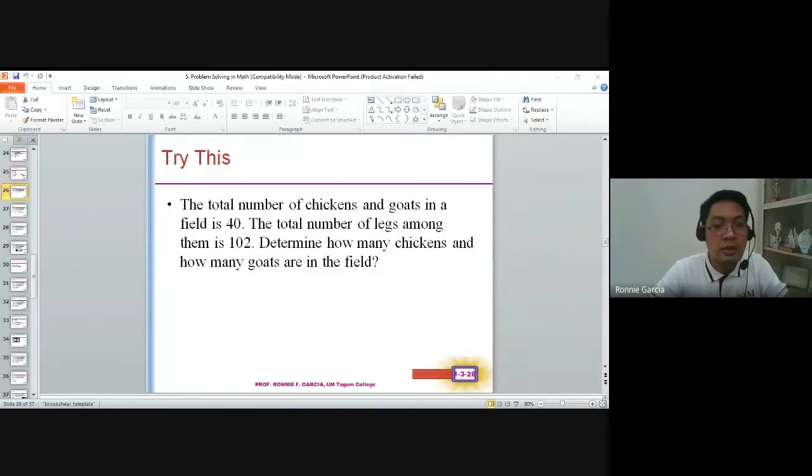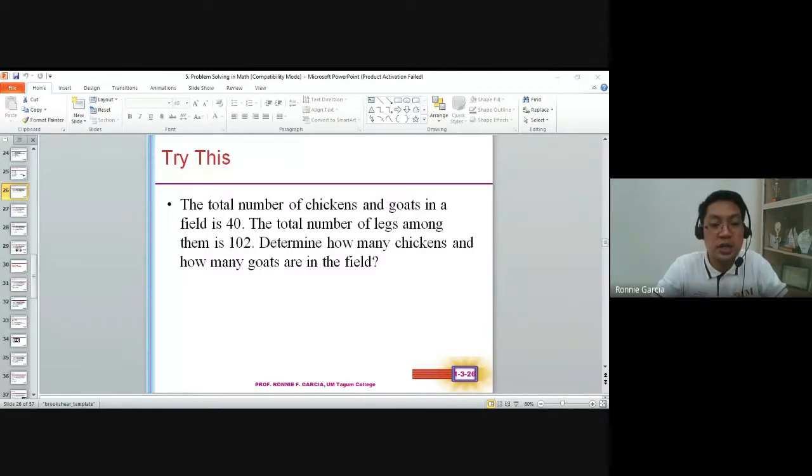The total number of chickens and goats in the field is 40. Kita's answer is 10 chickens, 30 goats. What is 10 plus 30? 10 plus 30 is 40. So, correct. The first sentence is correct.